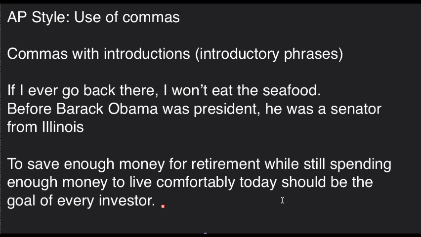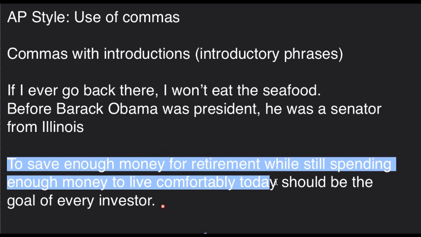So it would actually be an error to put a comma in a sentence like this. A lot of times people see a long phrase like this at the beginning of the sentence and they think, oh, I have an introduction. Well, if that introduction is the subject of the sentence, it isn't an introduction, and therefore it does not get a comma.